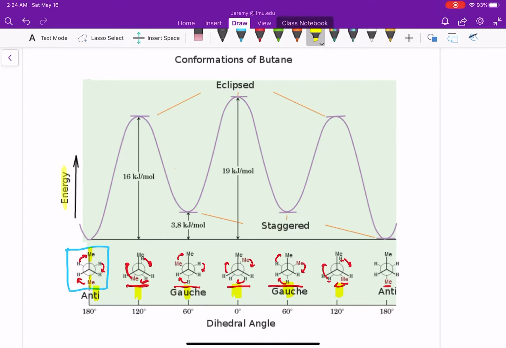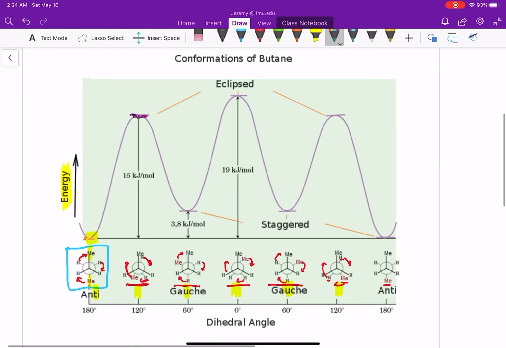So what we should notice here is we're now plotting the energy levels of these at different levels. So there's 1 level, 2, 3, 4, 5, 6, and then back where we started. The first thing we should see is when we have the 2 methyl groups anti, that really gives us our lowest energy here, and that's at the end.